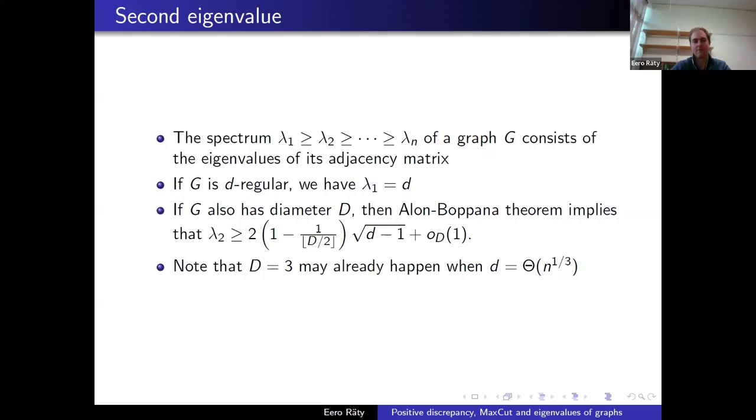But if D is some large constant times n to the 1/3, then it could already be the case that the diameter is 3, in which case the main term in the Alon-Boppana theorem is just 0, and we can't conclude anything out of it.